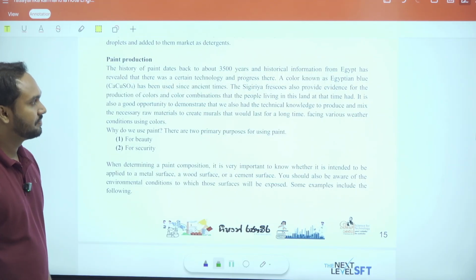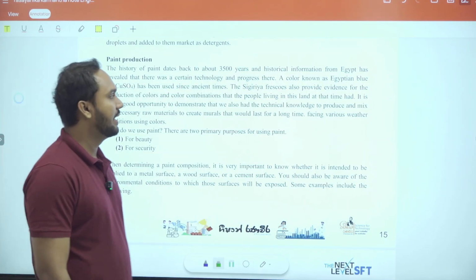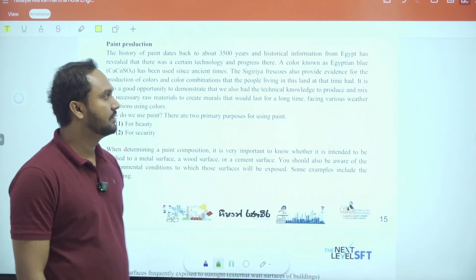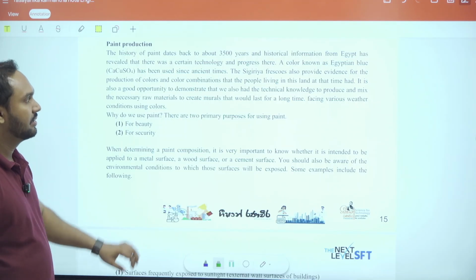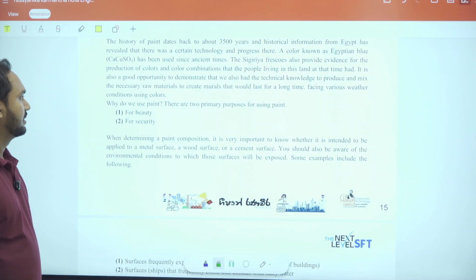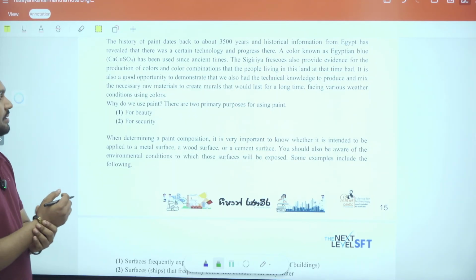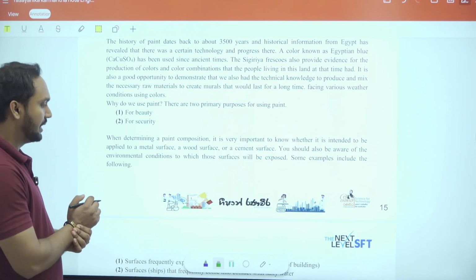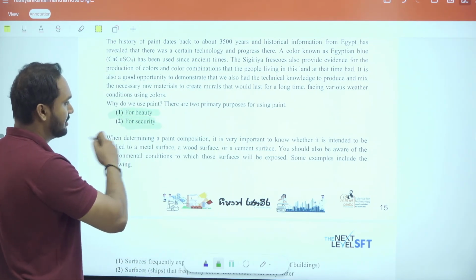Right? It is also a good opportunity to demonstrate that we had the technical knowledge to produce and mix the necessary raw materials to create murals that would last a long time, facing various weather conditions, using colors. So why do we use paint? There are two primary purposes to using paints. One is for beauty, the other is for security. Beauty and security.